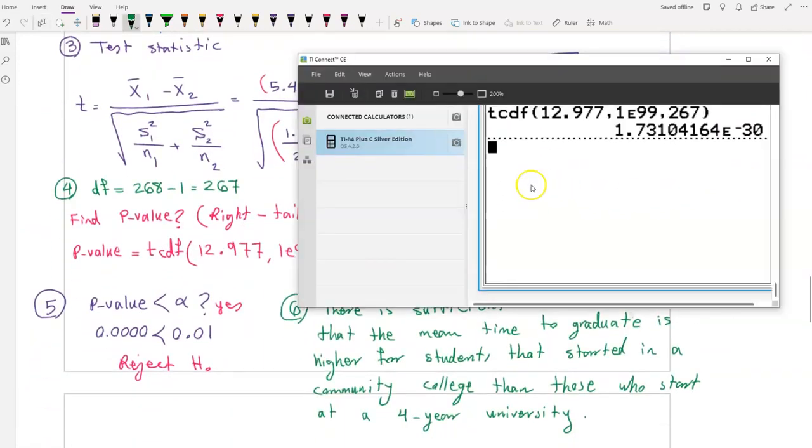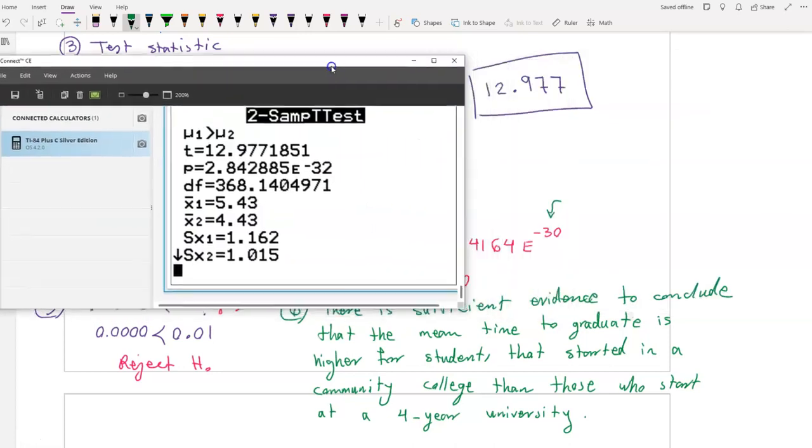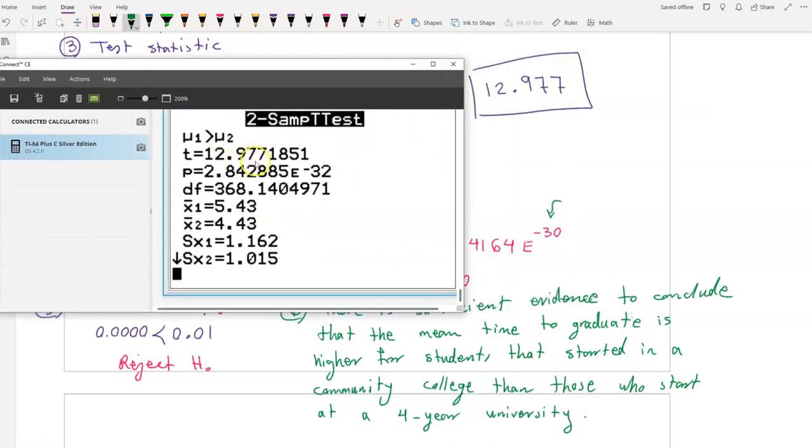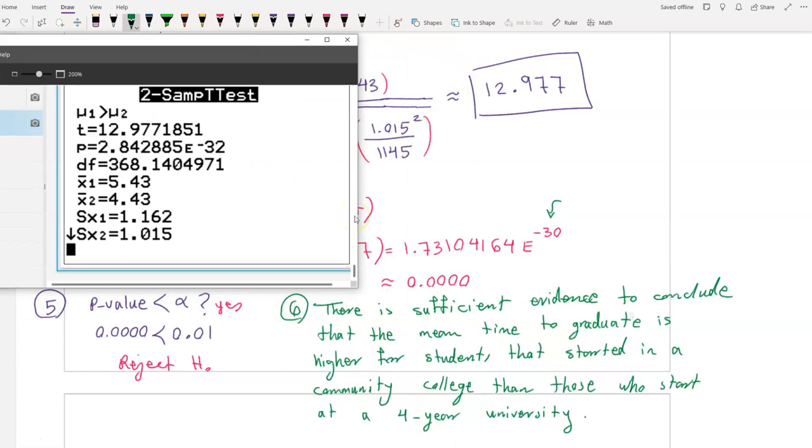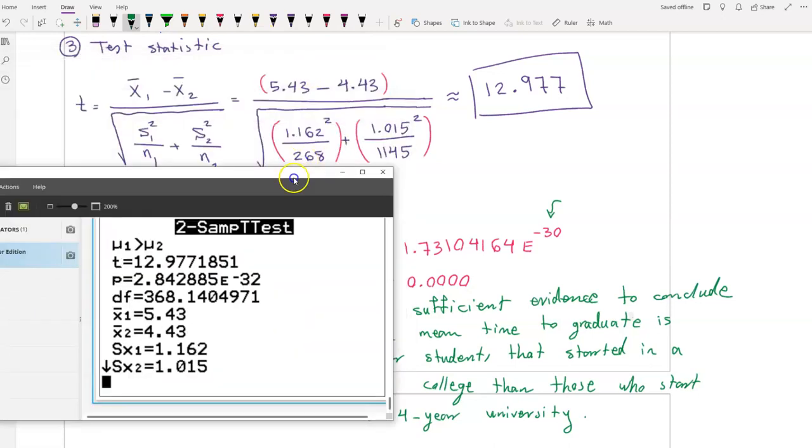Here is what we have. The answer for t rounded to 3 decimal places is exactly the same, 12.977. Our p-value, compared to what we had on the TI-84 using tcdf, is 2.84 and here our power is -32, because our degrees of freedom in this case is 368 using technology. And again, rounding to 4 decimal places, our p-value will be 0.0000, the same answer.